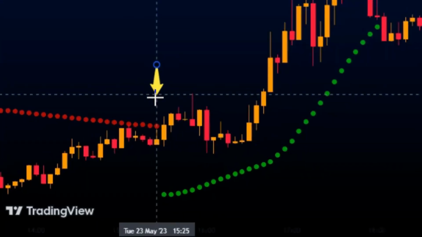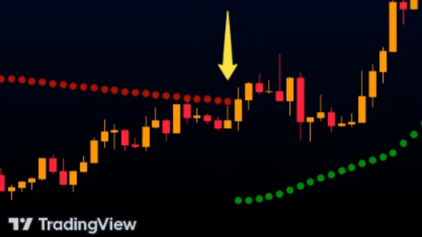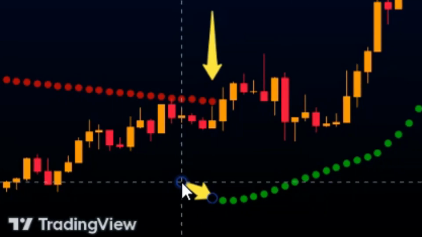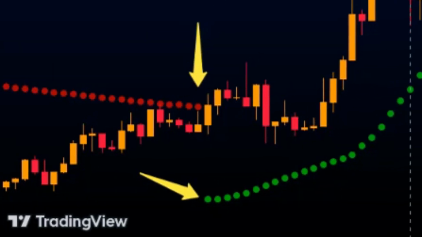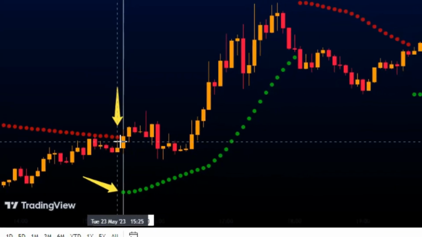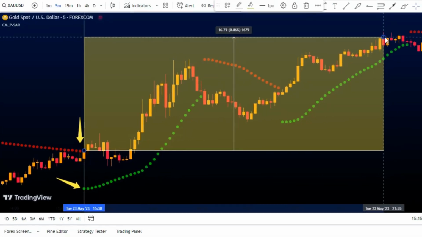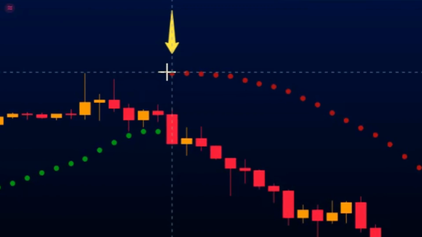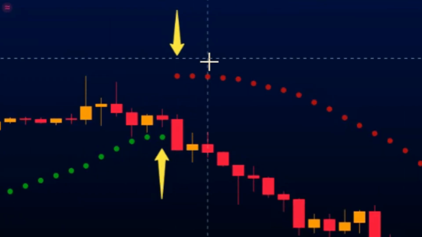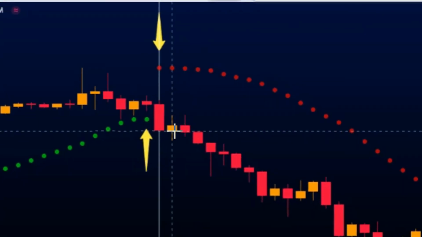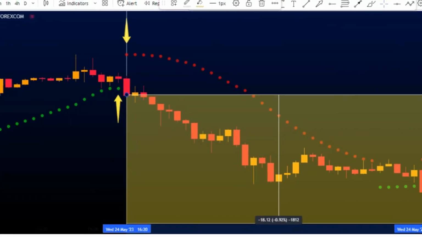When the first green parabolic dot appears underneath the candle, this will be a buy signal. That means it's showing it's the perfect time to enter a buy trade, causing the price likely about to turn around and move up. Then when a parabolic dot appears above the candle, this means a sell signal, and it's showing it's the perfect time to enter a sell trade, causing the price likely about to turn around and move down.